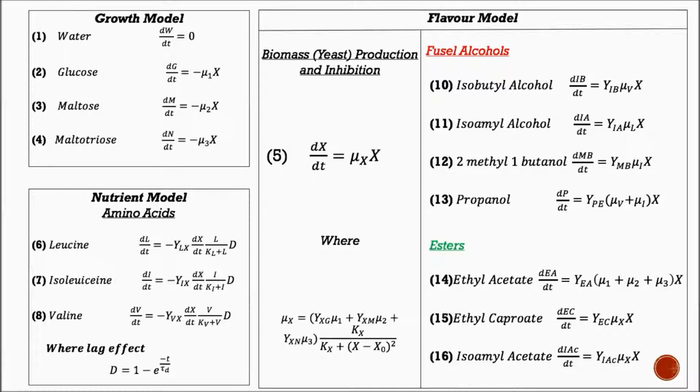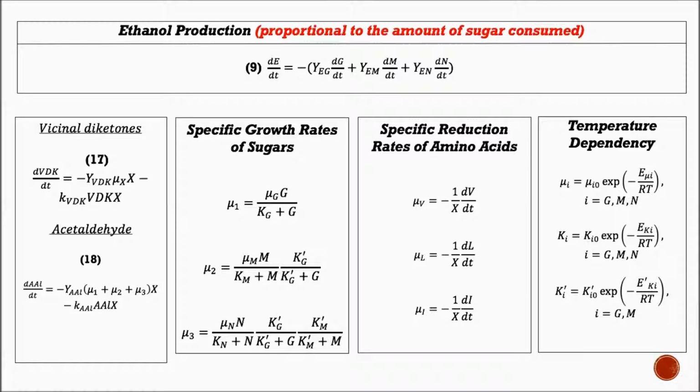Moving on to the products of the reaction. The fusel alcohols in equations 10 to 13 are produced from the fermentation of amino acids. They are considered undesirable in a beer and should be minimised. Equations 14 to 16 are the esters created in the beer product. High concentrations of esters are desired as they contribute most to the beer flavour.